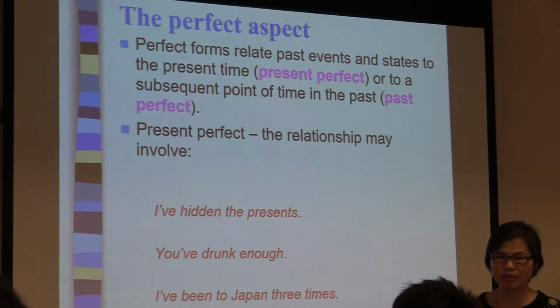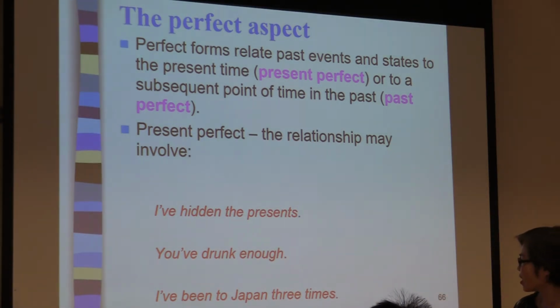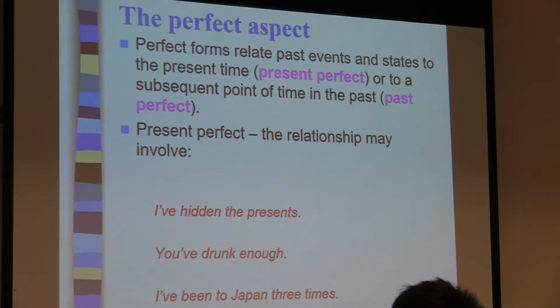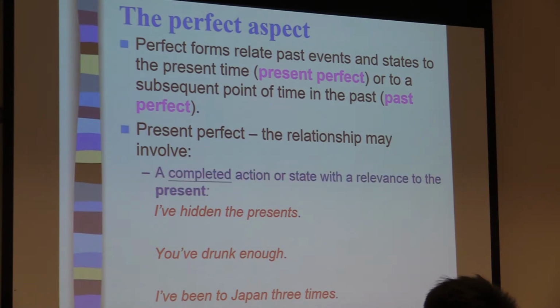I've hidden the presence. You have drunk in love. You've been to Japan 3 times. They have different meanings here, actually. You have hidden the presence refers to a completed action that's related to the present time. So you have hidden it somewhere.